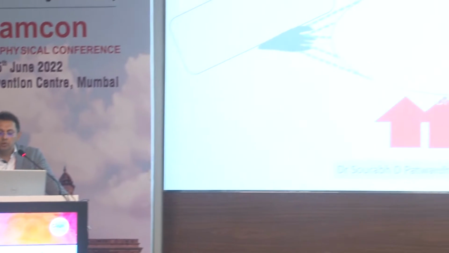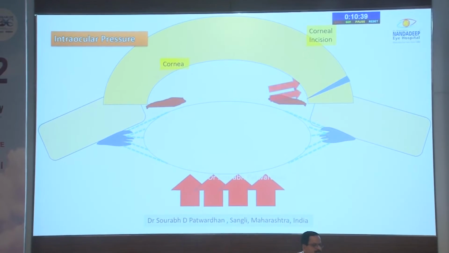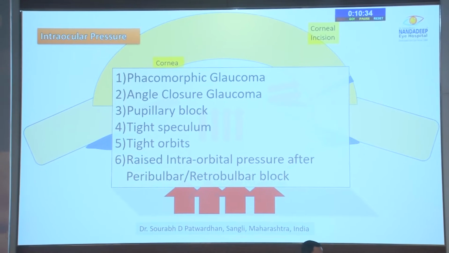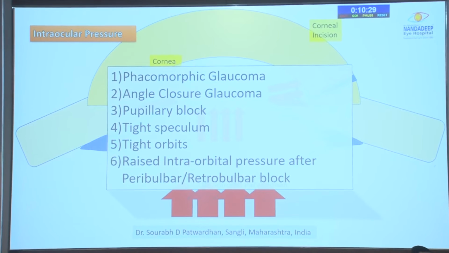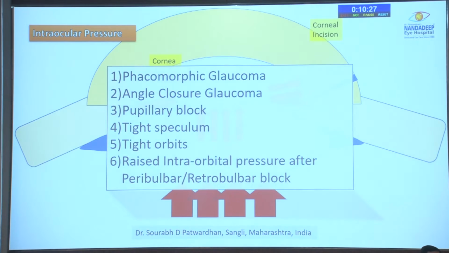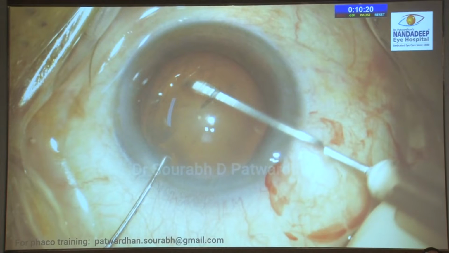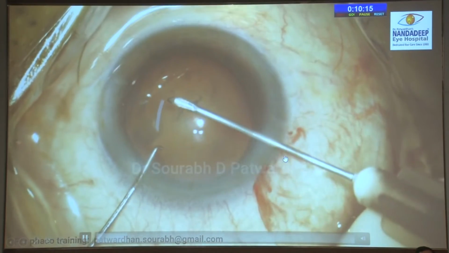The first important thing which we have to look at is the intraocular pressure, because once we open the anterior capsule, we must understand that the cornea is open, and now the anterior capsule is open. Then the intraocular pressure, if it is high, is going to cause extension of the capsulorhexis. There are a few conditions where intraocular pressure is high, but a few things might be missed when we are doing the surgeries, like a tight speculum, tight orbits, and also the raised intraorbital pressure because of peribulbar block. Many times we give a peribulbar block and take the patient immediately for surgery, and we miss these points where the intraorbital pressure leads to intraocular pressure.